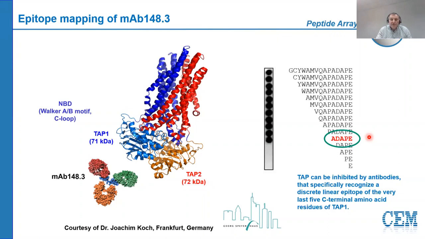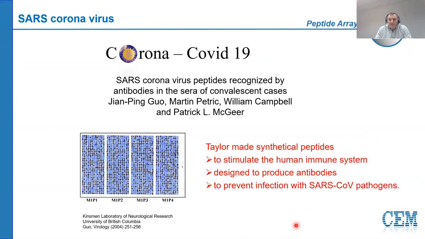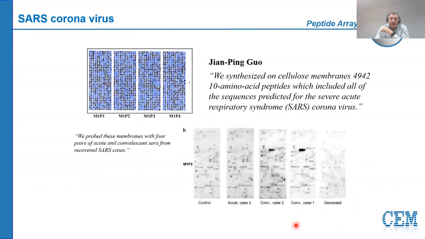I have more examples for you. Corona. In 2004, there was a group in Canada working on SARS and MERS. They were synthesizing a set of peptides to stimulate the human immune system to design and produce antibodies to prevent infection from SARS. They were synthesizing on a cellulose membrane 4,942 peptides of 10 amino acids, which included all of the sequences predicted for the SARS coronavirus.